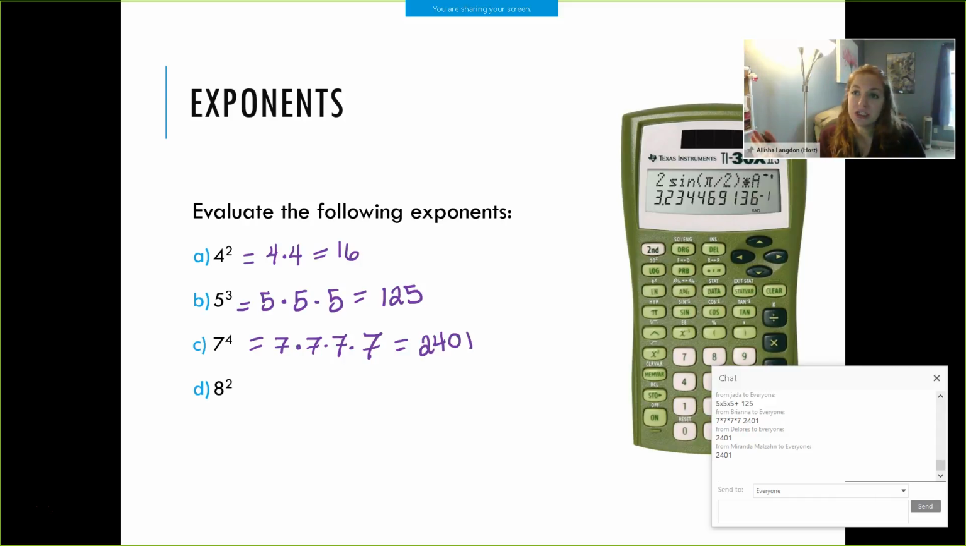Calculators are encouraged in this class. Don't feel like you're cheating if you use a calculator. I actually prefer you to use a calculator. Just a heads up. 8 squared, obviously we've done 8 squared. So why don't we do 9 squared just for fun? Let's do 9 squared just to change it up.